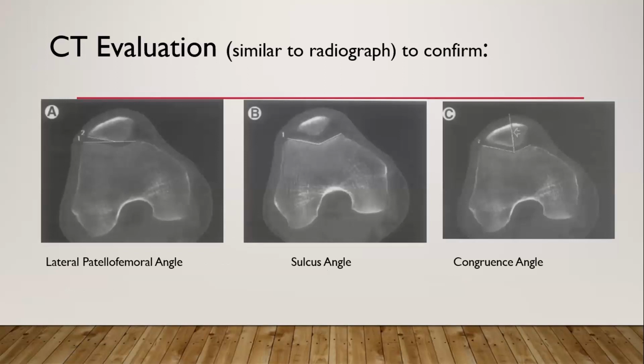The values that are measured in radiographs can also be confirmed with CT evaluation, like the lateral patellofemoral angle, sulcus angle, and congruence angle.